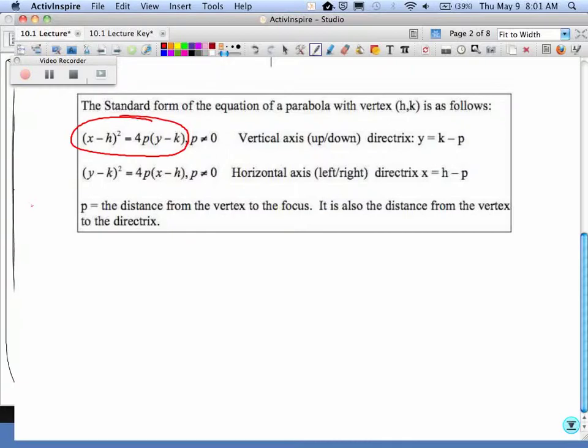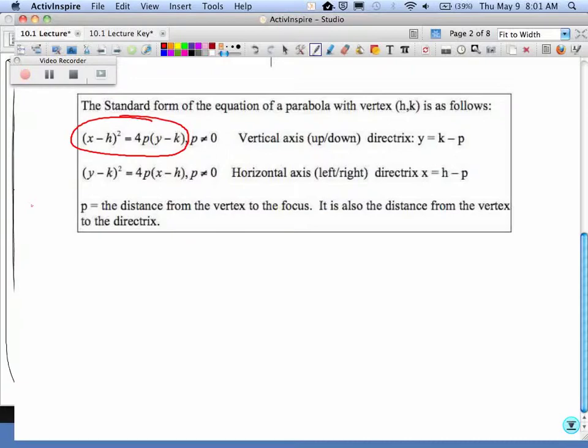If x is being squared, you're talking about a vertical parabola, and that's probably easy enough for you guys to remember because you know what y equals x squared is. If I say graph y equals x squared, everyone's going to just draw it. So remember, if x is being squared, it's up and down. If y is being squared, it's left to right.